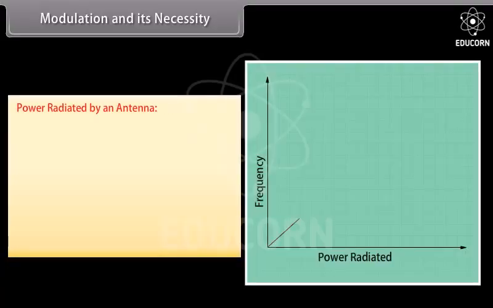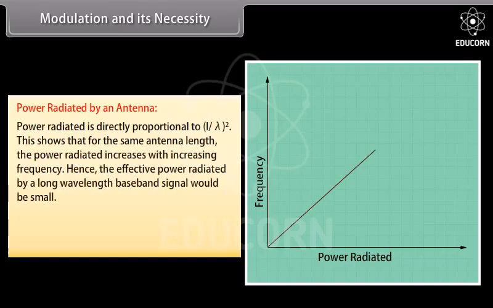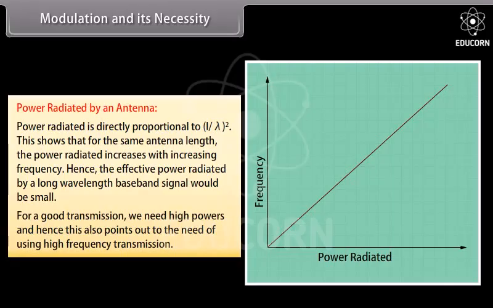Power radiated by an antenna. Power radiated is directly proportional to (L upon lambda) squared. This shows that for the same antenna length, the power radiated increases with increasing frequency. Hence, the effective power radiated by a long wavelength baseband signal would be small. For a good transmission, we need high powers, and hence this also points to the need of using high-frequency transmission.